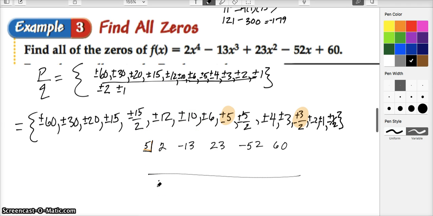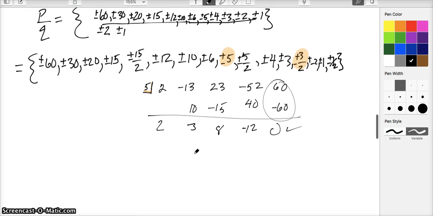We're going to drop our 2 down, get 10, drop our 13, and that 10 gives me a negative 3, negative 15 here. Adding those up together, I get an 8, I get a 40, and then when I add these two together, I get a negative 12, and then I get a negative 60. Nice relief. You're like, cool, it works.